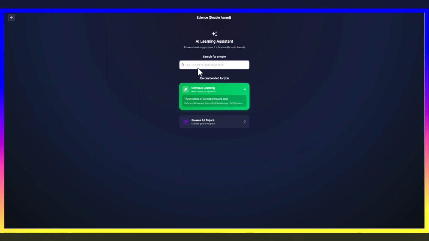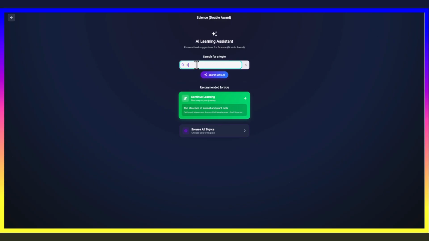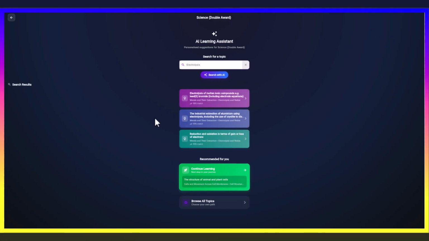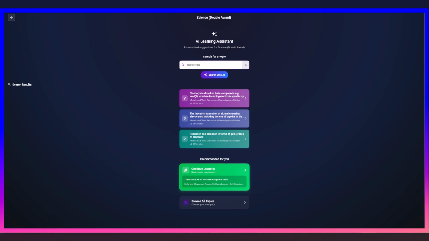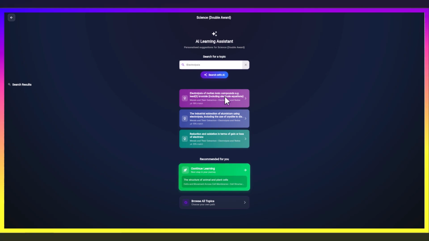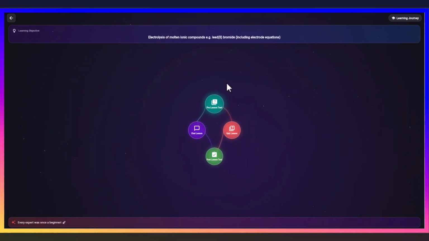have the AI recommend what you're due to learn next, or in this case I can't be bothered to go off and find it. I'm just going to type electrolysis and it will go off and look through the learning objectives of the specification and bring back the best ones. So in this case we're going to do electrolysis of molten ionic compounds. Now ideally you should do the pre-lesson test, then do one of the lessons, and then do the post-lesson test.